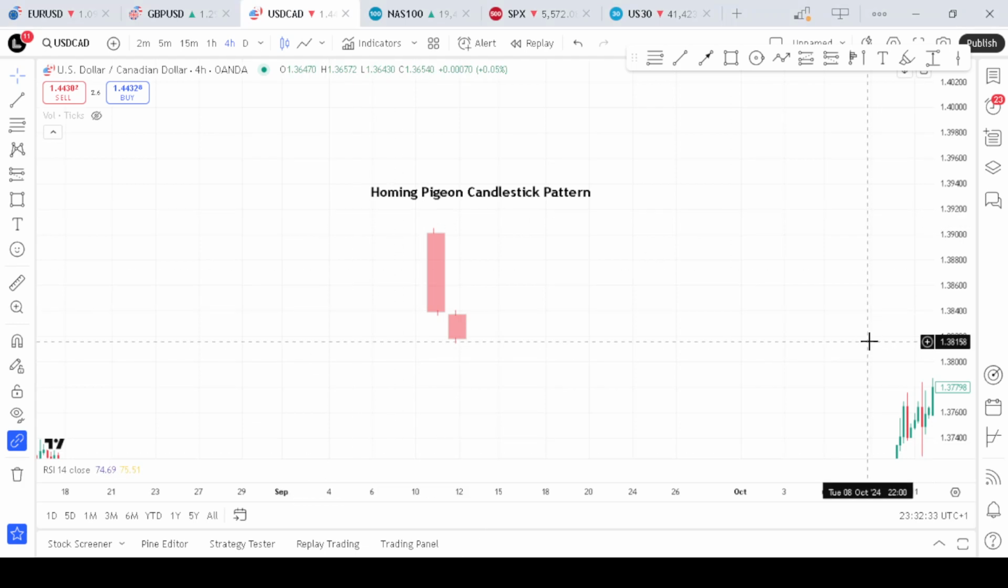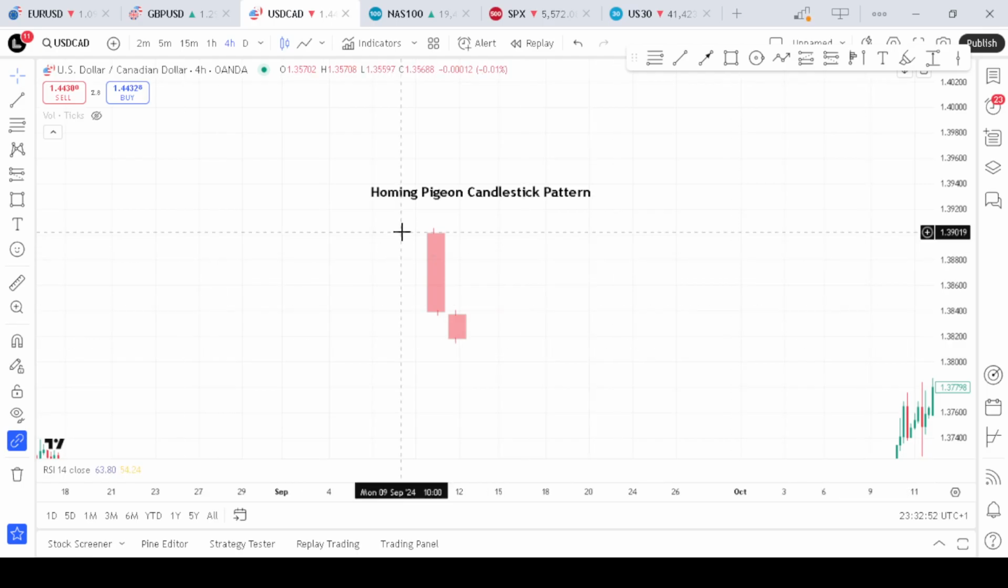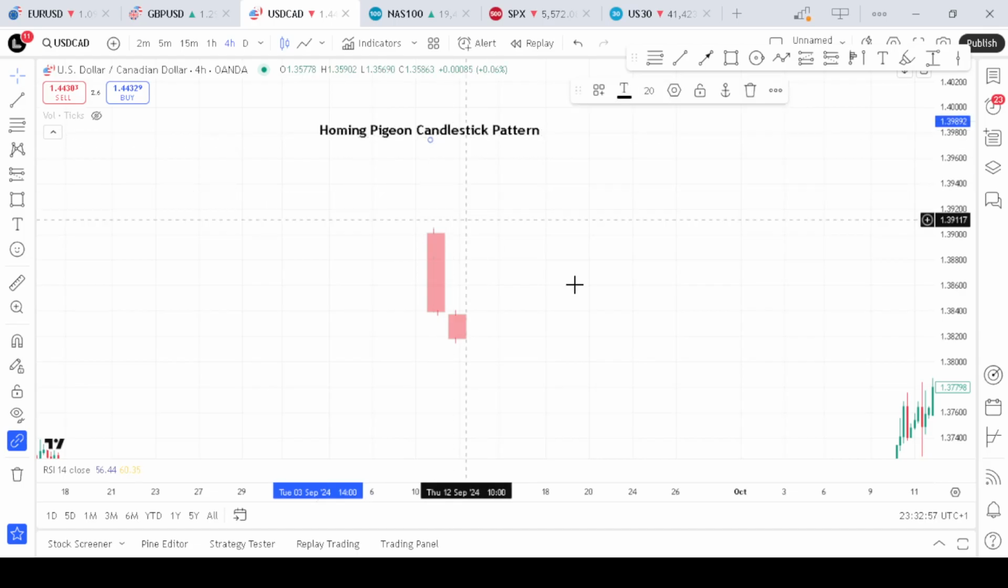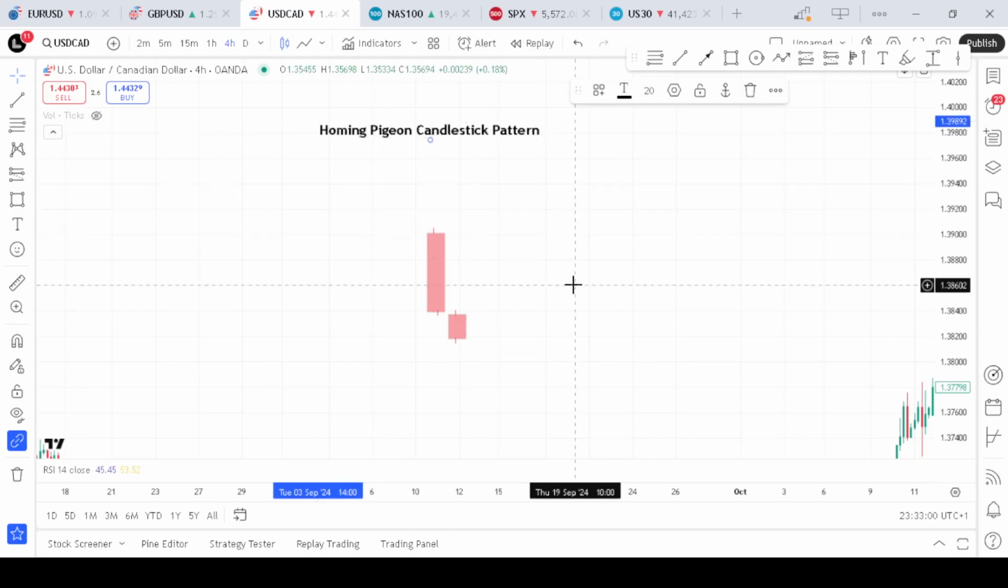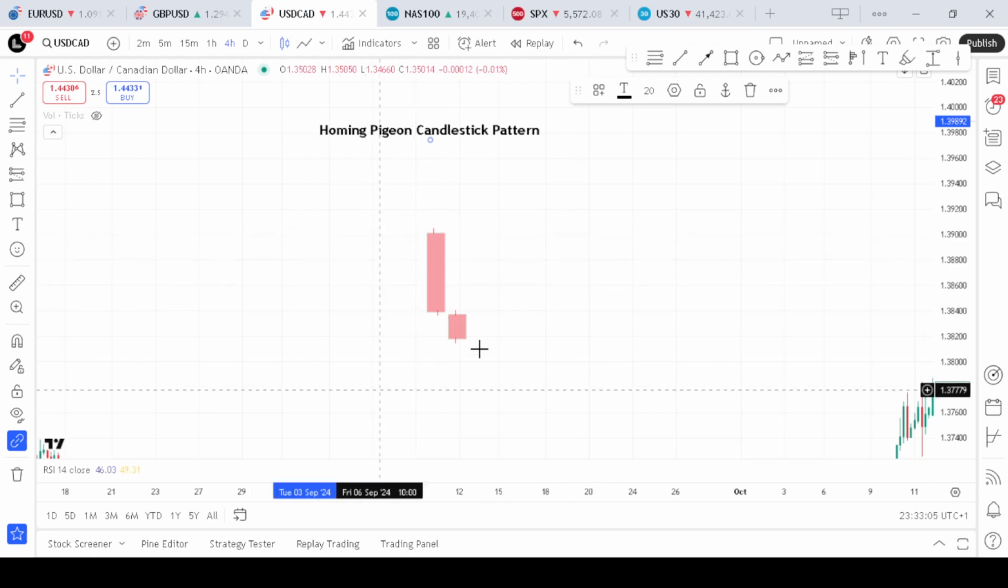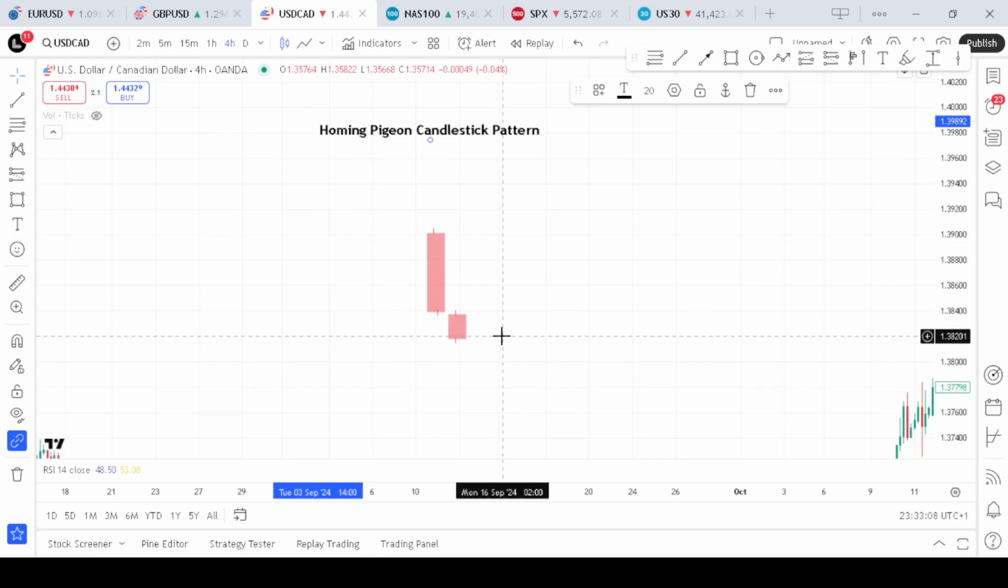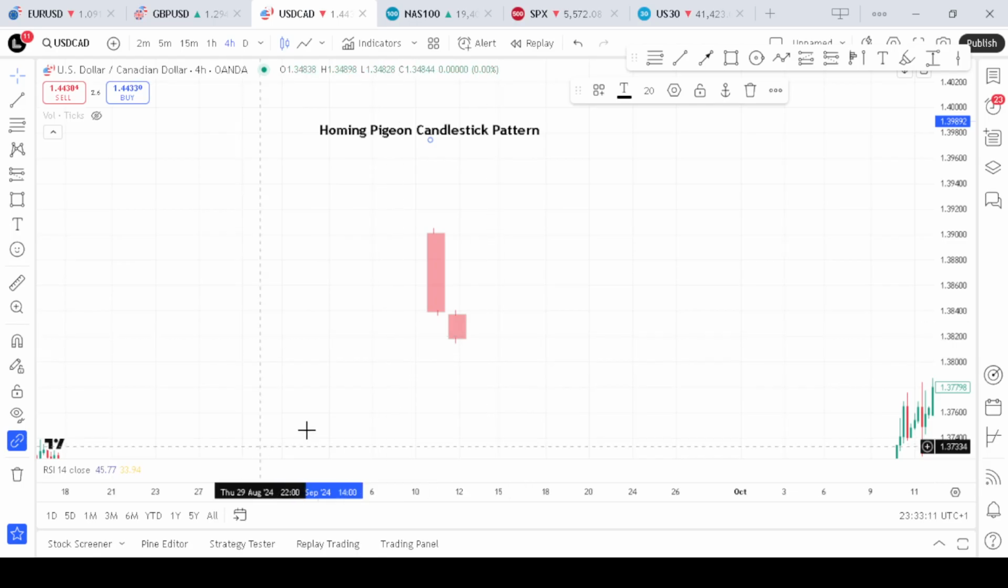In today's video we're going to be talking about the homing pigeon pattern, a candlestick formation that signals potential market reversal. You will learn how to trade this pattern consisting of two specific bearish candles and use it to find strategic entry points in your trades. Whether you are trading forex, stocks or cryptocurrencies, this pattern works best across all markets. So stay tuned till the end to master the exact rule for trading the homing pigeon pattern.